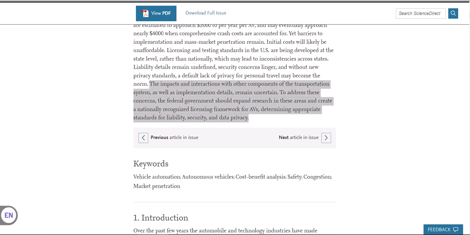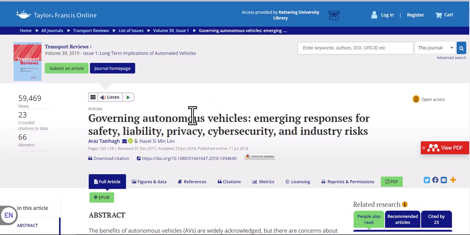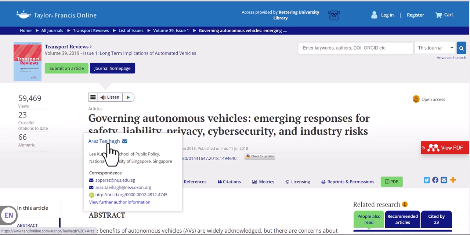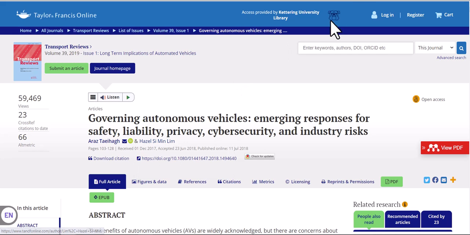The next thing that we want to know is whether the author of the article or authors are publishing in a field that they are experts in. And with this one, we look at the first author, and it's telling his information where he works, which is a school of public policy, which is absolutely in line with the focus of this article. The secondary author is as well. So they are writing in a field that they are knowledgeable about. They're not saying they're autonomous vehicle experts, but they are policy experts.